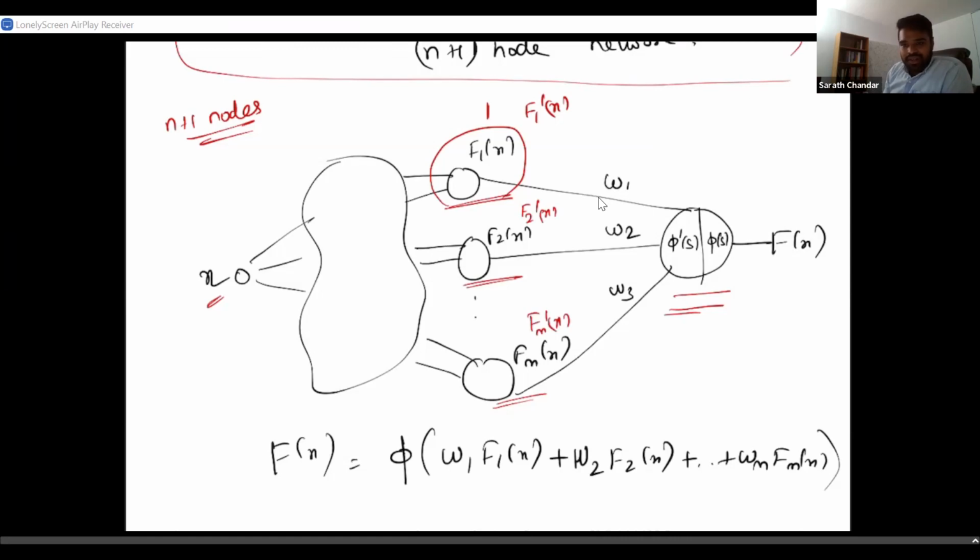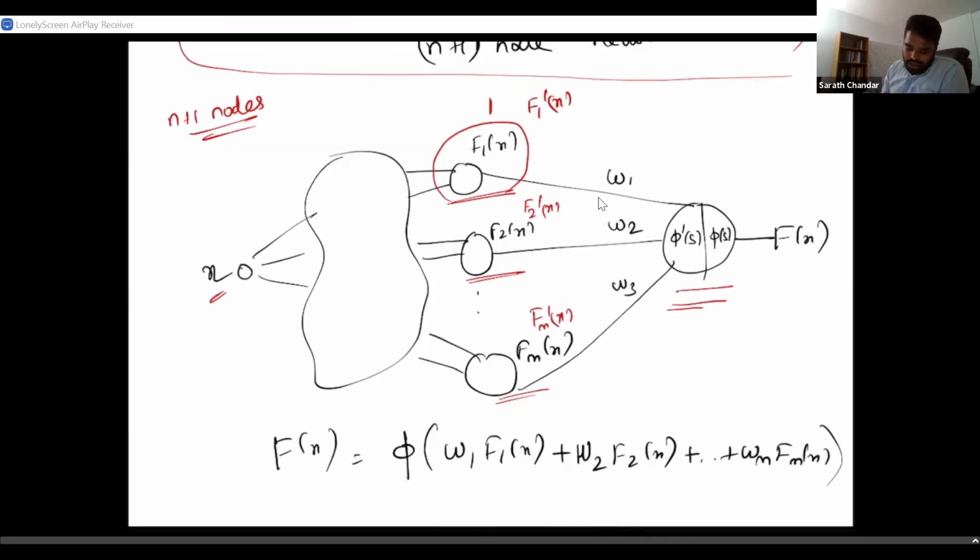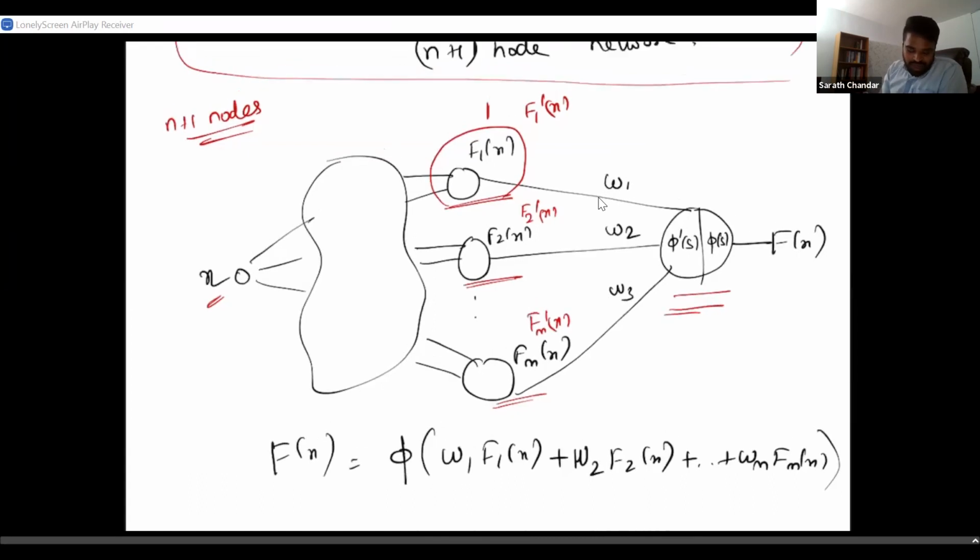Now, what is the actual f dash of x? The actual f dash of x is phi dash of s, where s is the whole thing inside, multiplied by, you differentiate inside.